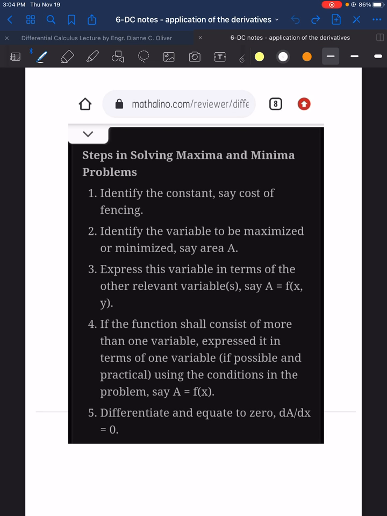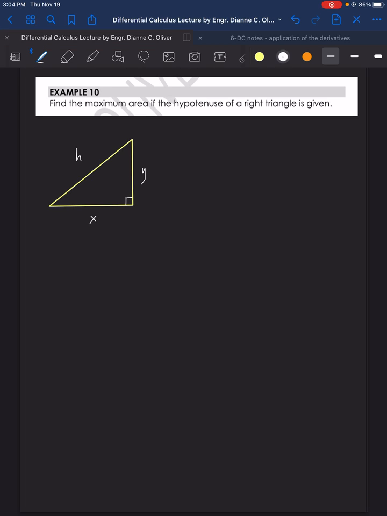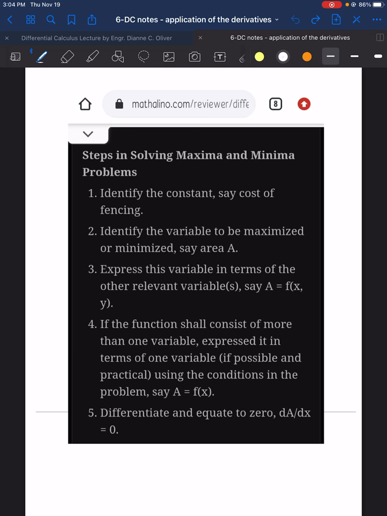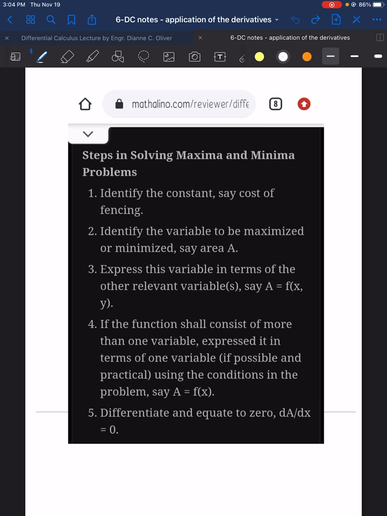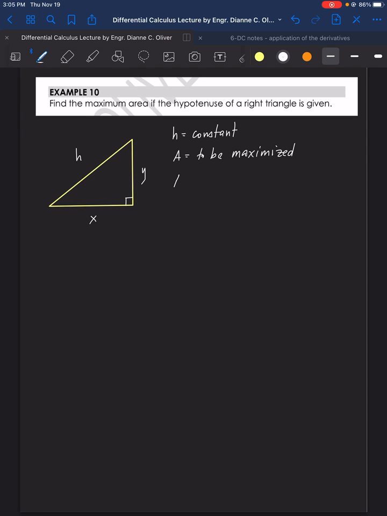Now, first step, identify the constant. So the constant here is h. H is constant. Number 2, identify the variable to be maximized. Maximum area. Next, number 3, express this variable in terms of the other relevant variables, which are x and y. So area is equal to 1/2 base times height. That is the area of a triangle.